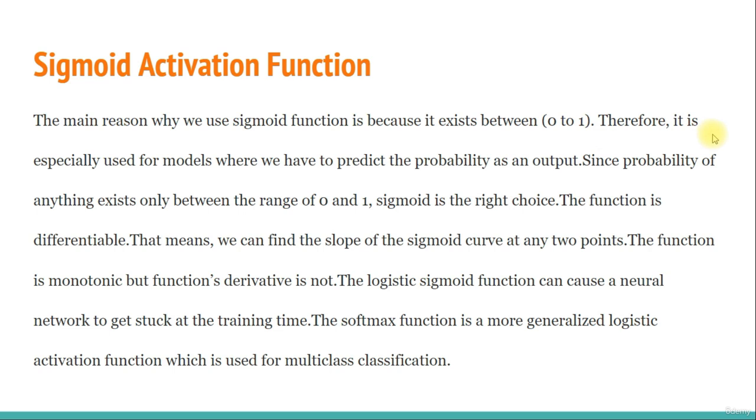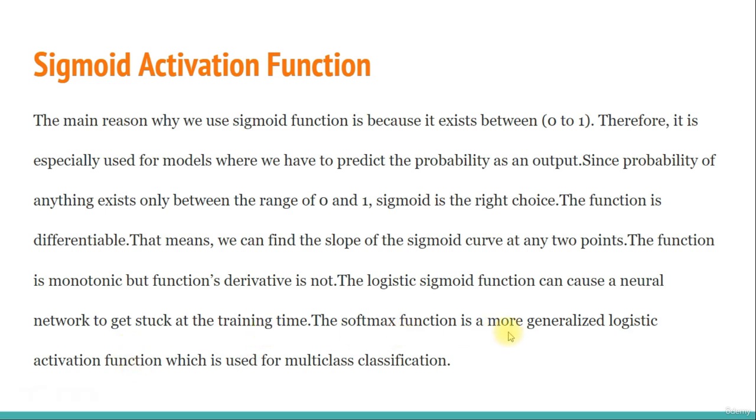Since probability of anything exists only in the range of 0 and 1, sigmoid is the right choice. The function is differentiable. That means we can find the slope of the sigmoid curve at any two points. The function is monotonic, but the function's derivative is not. The logistic sigmoid function can cause a neural network to get stuck at training time.